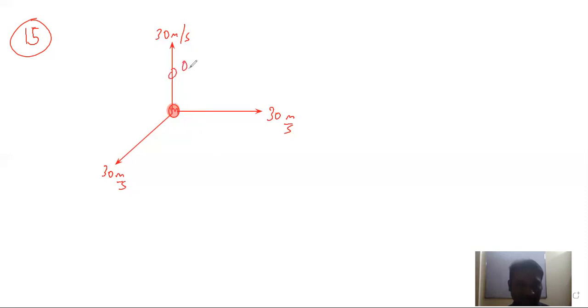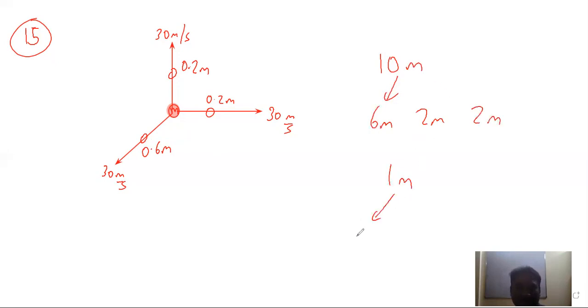this will break into three parts: 0.2 m, this is also 0.2 m, and this will be 0.6 m. Why? Because the third mass is 3 times the one mass. So how I got this: suppose I consider the entire mass as 10 m. What will be the breakage? 6 m, 2 m, and 2 m. So if I consider 1 kg mass, it will be 0.6, 0.2, and 0.2. This is how I got this. So this is the breakage of the mass.